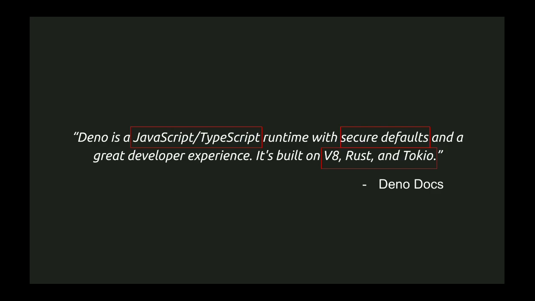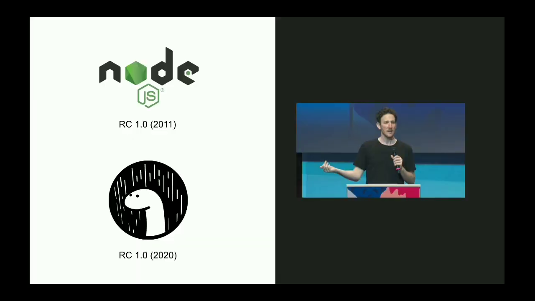The third thing is it's built on V8, Rust and Tokyo. Now Node.js was also built on V8, but in this case they're using Rust and they're using Tokyo. Tokyo is basically a runtime which is built using Rust. So being a JavaScript runtime isn't the only thing that's common between Node and Deno. In fact, it was made by the same person who made Node.js as well. But Node.js was actually released as a 1.0 release candidate in 2011, and Deno came in 2020.